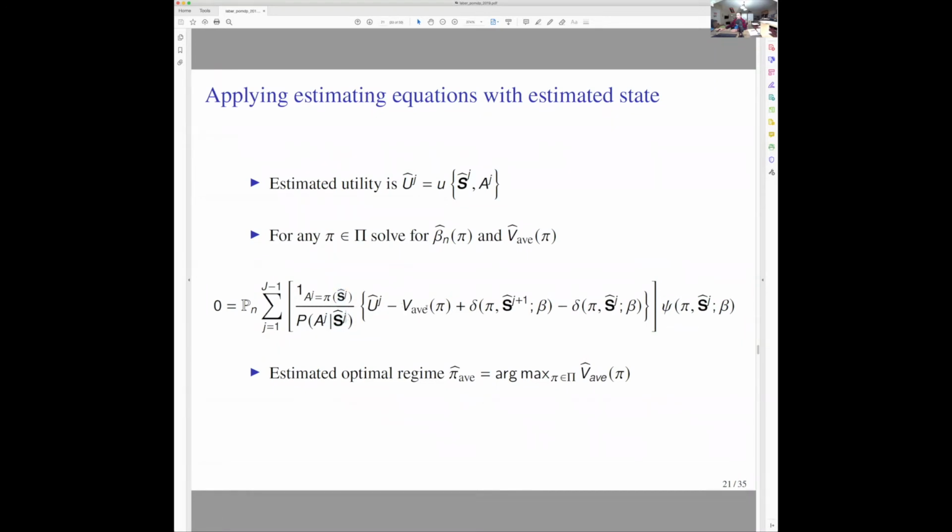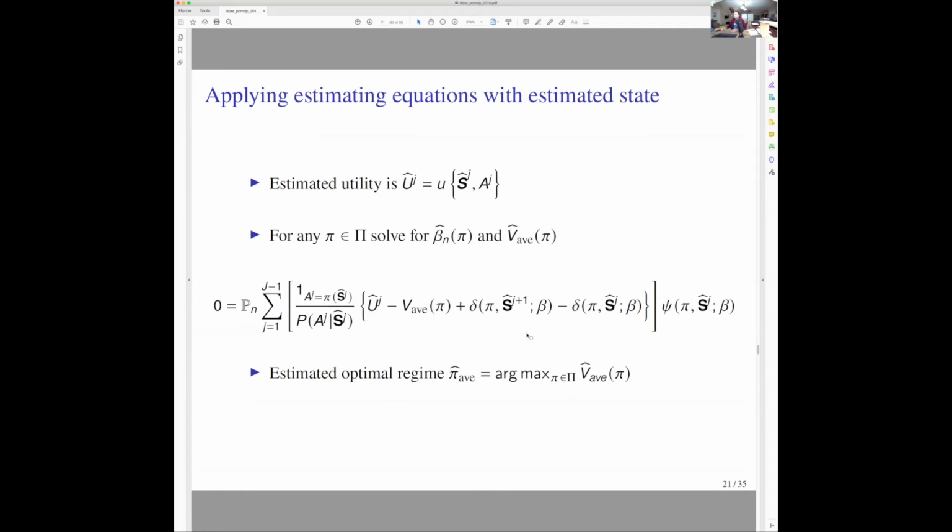So wherever there was an s, we have an s hat. Wherever there was a u, we have a u hat for the estimated utility. Of course, if the utility depends only on x and a, then you don't have to estimate it. But if it depends on other latent factors, like the probability of transitioning into a depressive state or a manic state, then it'll have to be estimated. And then we solve this estimating equation for v hat av for every pi, and we take pi hat to be the maximizer over the average value.